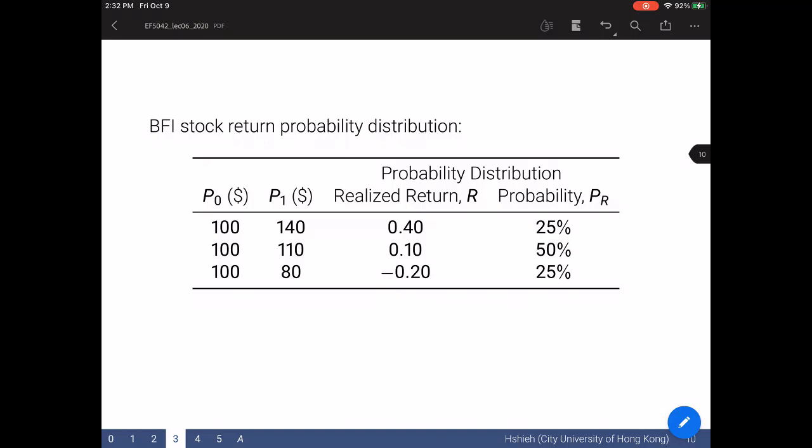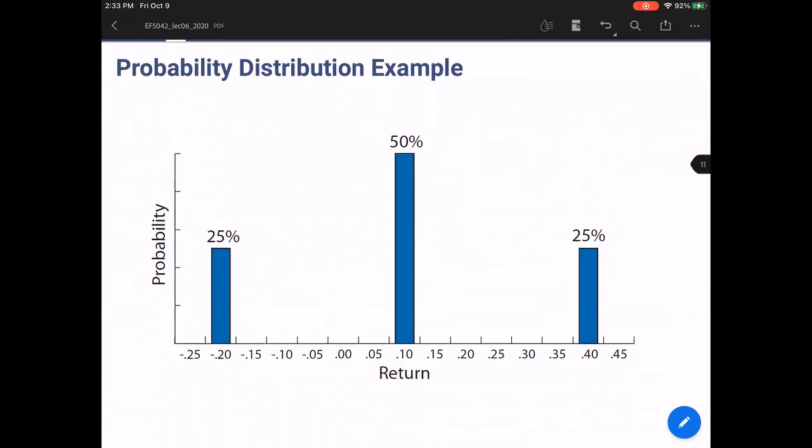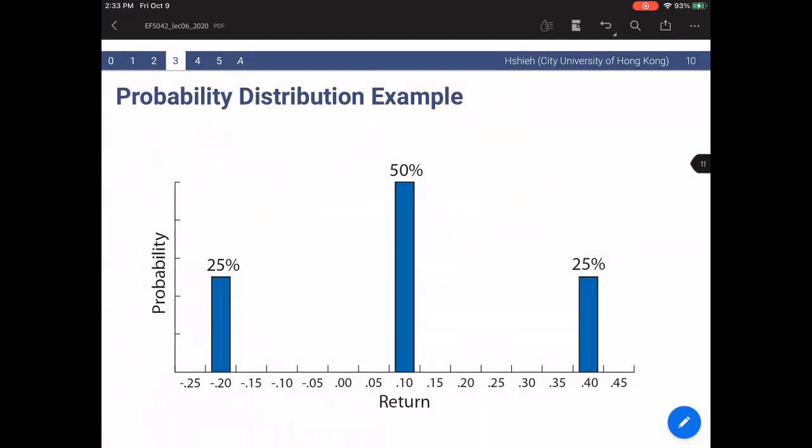Okay, so if we want to represent this probability distribution in a graph, we can, and this will look like something you've seen before in your Introduction to Statistics class. Right? So on the x-axis, we have possible realizations of this stock: it can decrease by 20%, it can stay the same, it can increase by 10%, or it can increase by 40%. But the likelihood, there's a distribution, right? It has a 25% chance of decreasing, but a 75% chance of increasing.